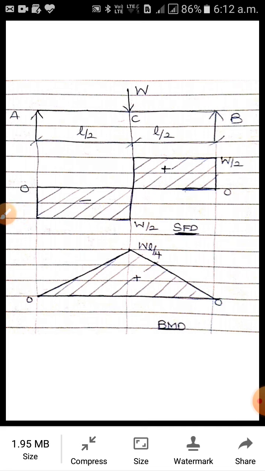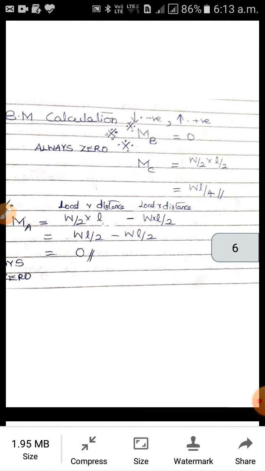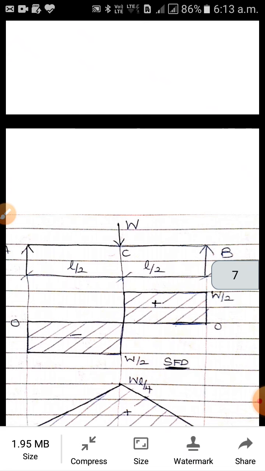Okay, cantilever both are negative. So remember, this is what is given in the notes. Note. Okay, so you can have the values and draw the diagram. See, B right 0, B left plus W by 2, 0, W by 2, again C right also W by 2, then it comes to minus W by 2, again minus W by 2, 0. So you have to mark all the values and try drawing it.